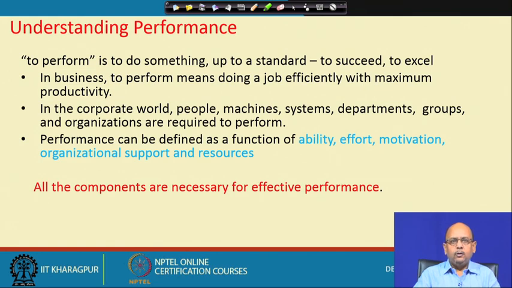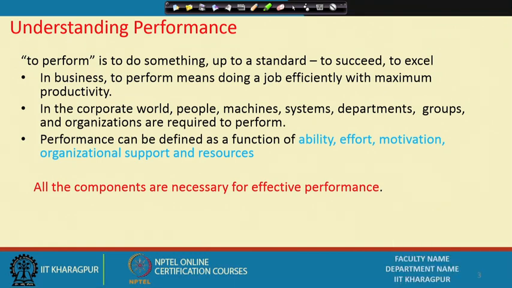In order to achieve that goal and objective, whatever activities we are doing would come under what we call performance. So, when we say to perform, it means that we are going to engage in certain activities, and these activities must meet certain goals or standards for which we are striving, with the objective that we are going to be successful, effective, and excel in our efforts. That is related to individual performance.